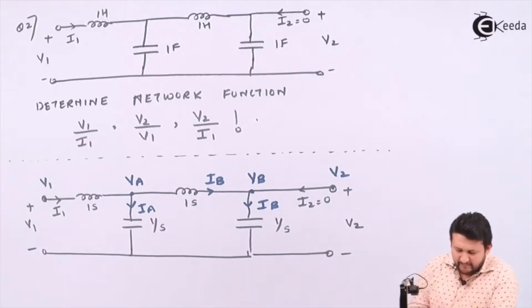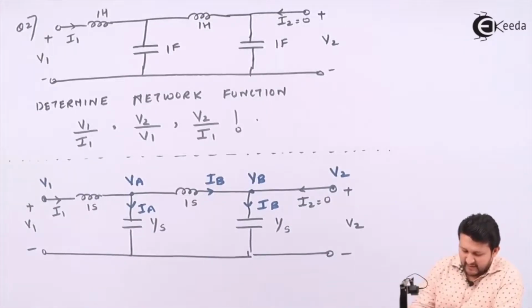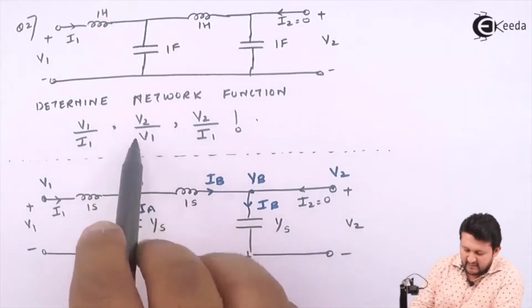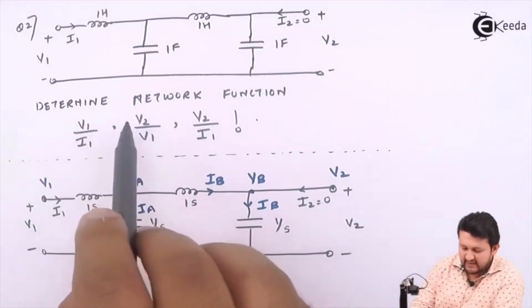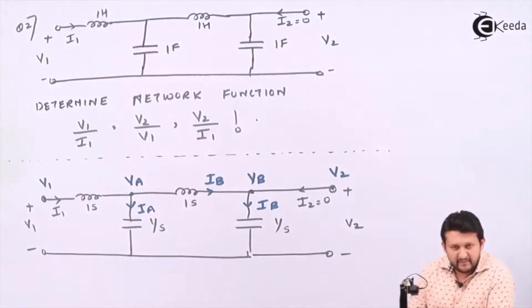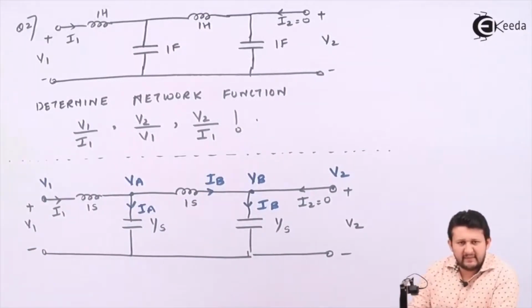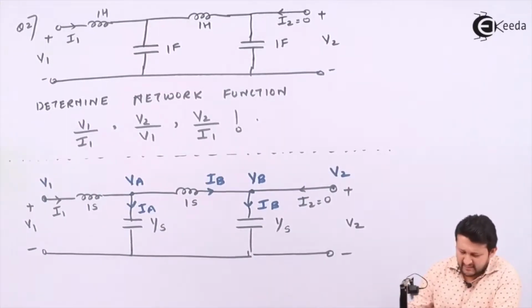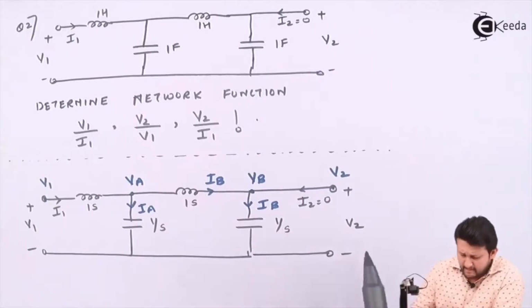Let's have a look at type 2. Again, a similar case to the earlier sum which we did. The only difference is that in the earlier sum we simplified the term V2 by V1, but in this case we are also solving for V1 upon I1 and V2 upon I1. So the sum will be 90% similar. The only thing is that let's take a bigger sum. That's the reason I've taken this sum.